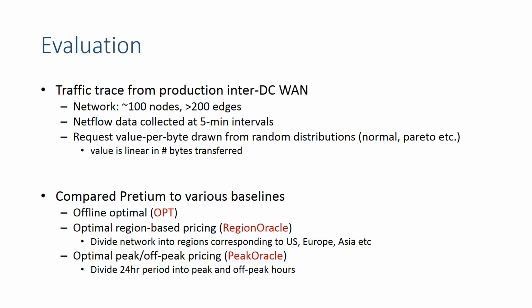The third one is a time-based pricing scheme, which divides the day into peak and off-peak periods and charges a higher price during the peak period and a lower price during the off-peak period. The peak and off-peak periods are determined based on history. As in the region oracle scheme, we explore all possible high and low price tuples and choose the one that generates the highest welfare in hindsight.